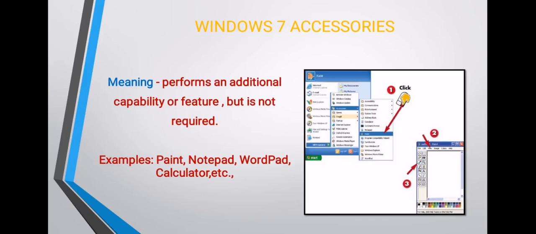For example, speakers and microphones are accessories of a computer system. Without these also, the computer is able to perform a given task. There is no necessity for the accessories. It's an additional feature. Likewise in Windows, that means in the operating system, Paint, Notepad, WordPad, and calculator are examples of Windows 7 accessories. Without these also, Windows 7 is able to perform its functions.